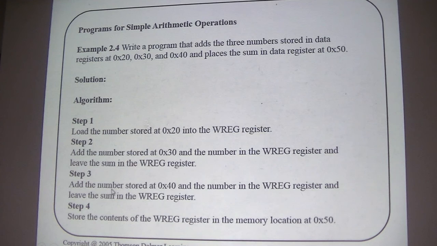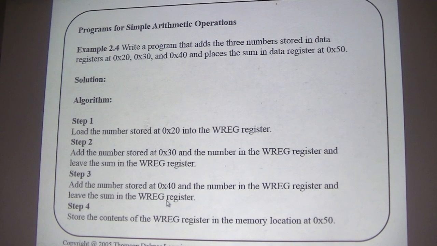So then you're going to add the number stored at hex 40 with the content inside the working register, and again you're going to leave the sum also in the working register, so that the final answer you can move WF to hex 50, which is the result. It's quite straightforward, right?